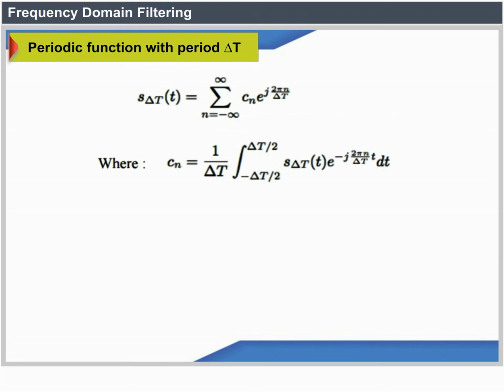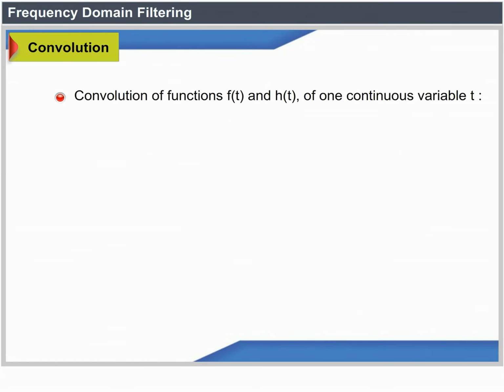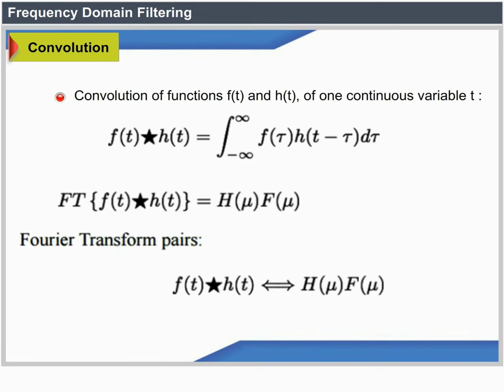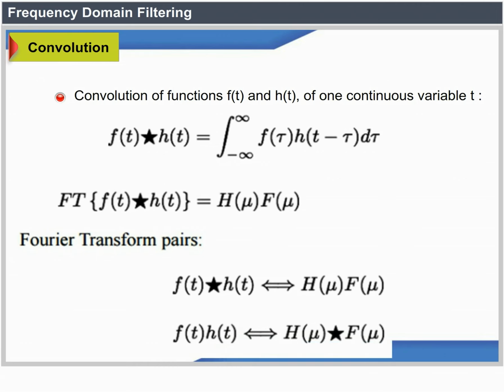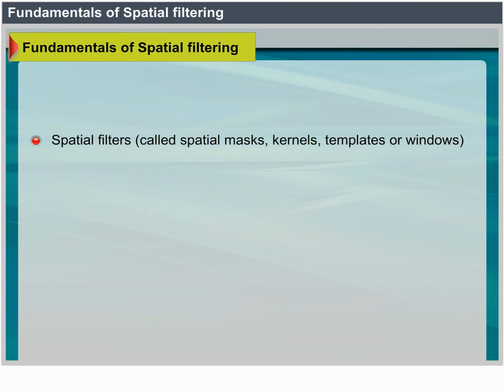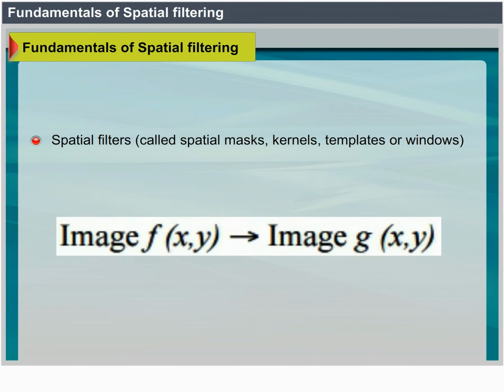Fundamentals of spatial filtering. Spatial filters, also called spatial masks, kernels, templates or windows, are represented as image f of x, y tends to image g of x, y. The mechanics of spatial filtering. Filtering creates a new pixel with coordinates equal to the coordinates of the center of the neighborhood, with value equaling the result of the filtering operation. For example, for a linear spatial filter using a 3×3 neighborhood at any point x, y in the original image, the response g of x, y of the filter will be as shown on screen.